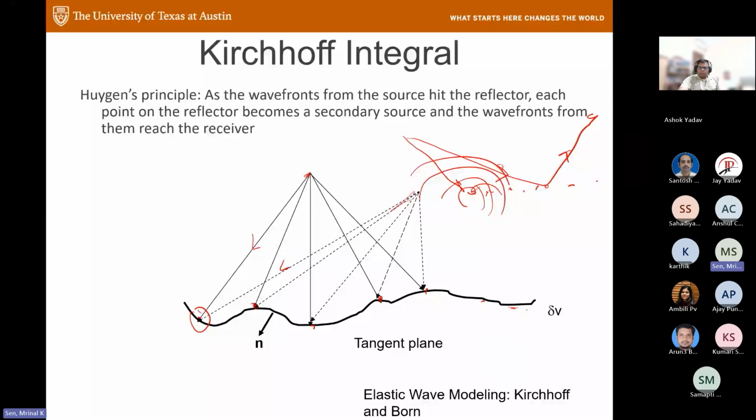But then if your reflector is undulating, it's not flat, then let's say that I have a reflector that looks like this. And if I have a source and a receiver right there, then we have multiple ray paths possible, right? And this Kirchhoff integral will give you all three paths because all of these are stationary paths. So when I say the travel time is minimum, it's not correct. It should be stationary. Okay.